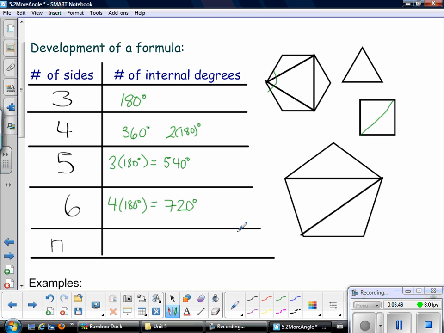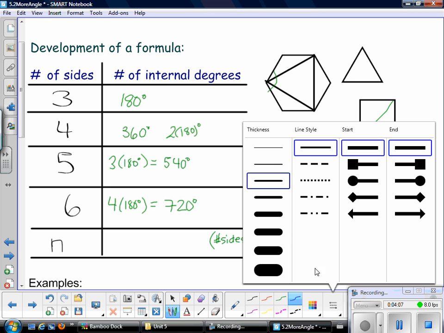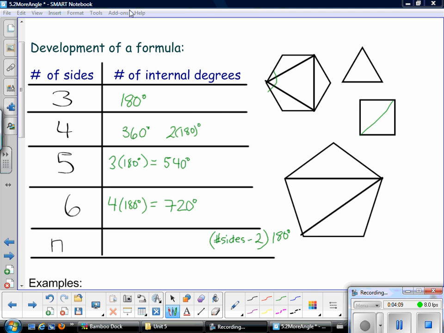So it looks like we took the number of sides. We're going to test this out first. Number of sides, subtract 2, and then whatever we got with that, we multiplied by 180. Now let's see if that works. I'm going to switch colors just so we can test out our theory. Number of sides for this one would be 3. According to this, I should take away 2 and then multiply by 180. Well, 3 take away 2 is 1, and 1 times 180 equals 180.